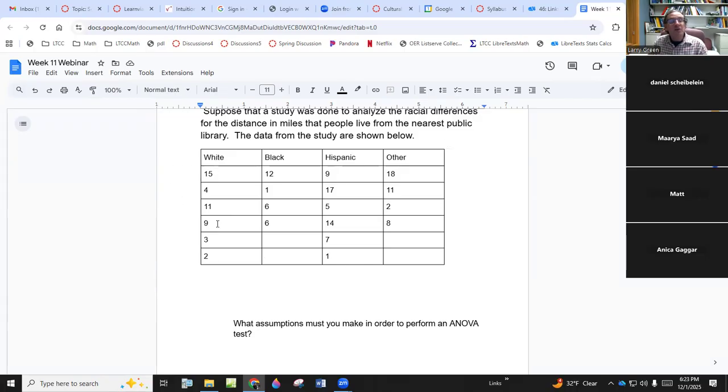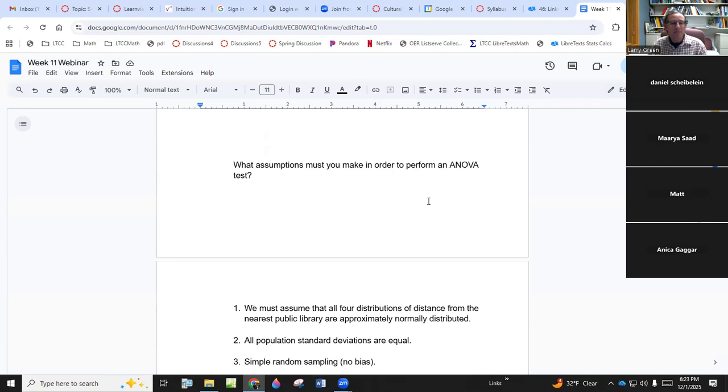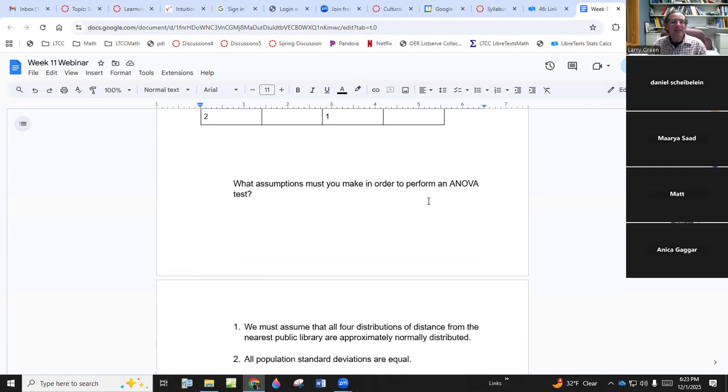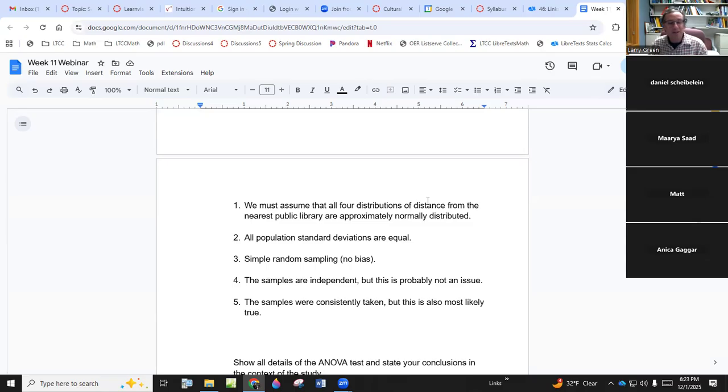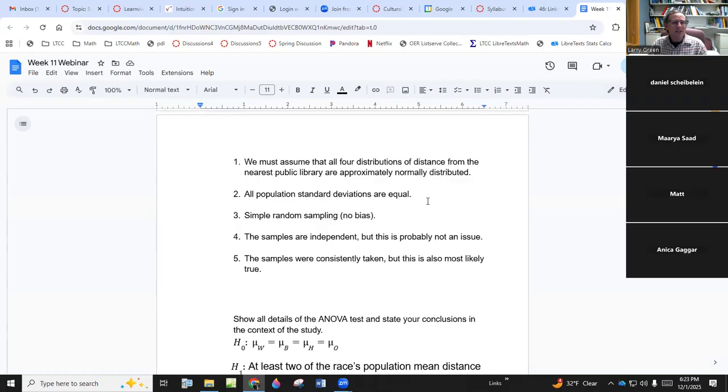Okay, so here we're testing to see if the population mean distance from the library is the same for each of these 4 racial groups. And to do that, we have to perform an ANOVA test. Okay, so let's write down the H naught and H1.